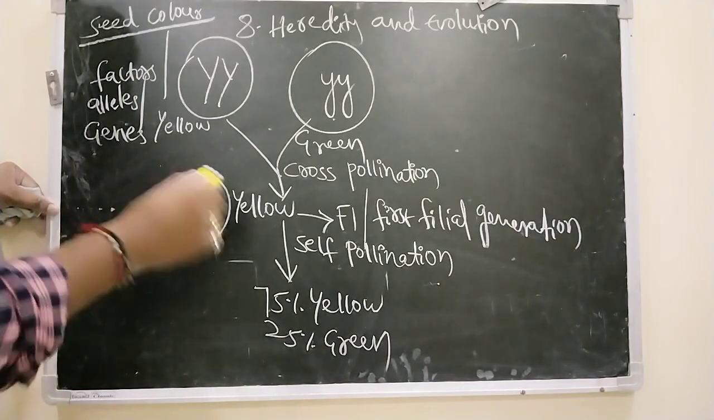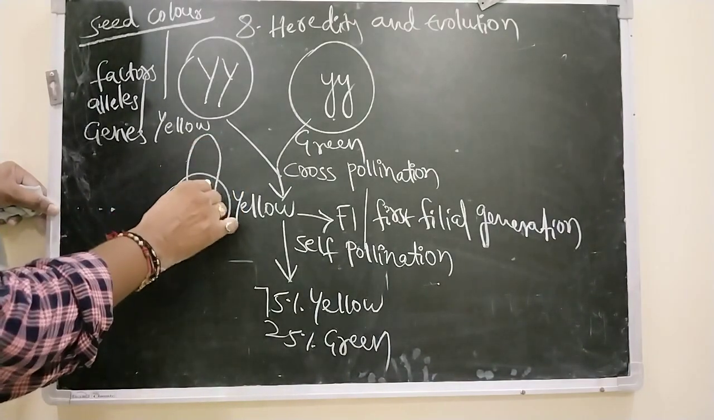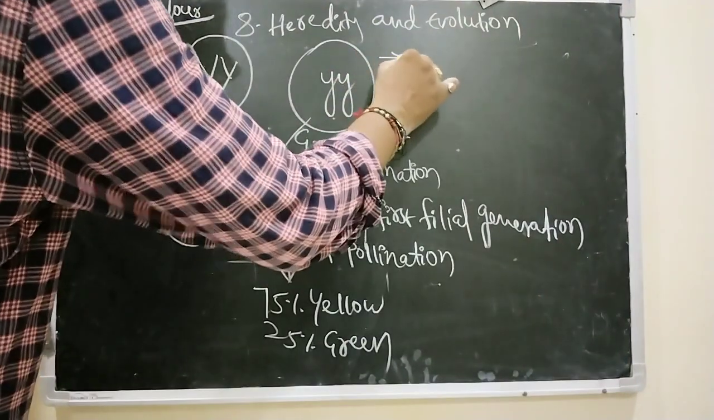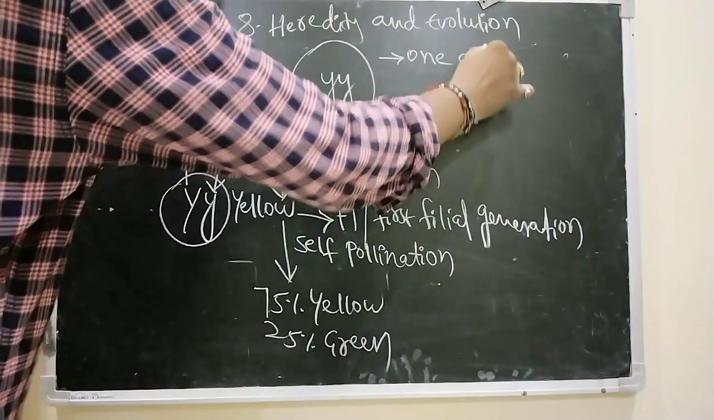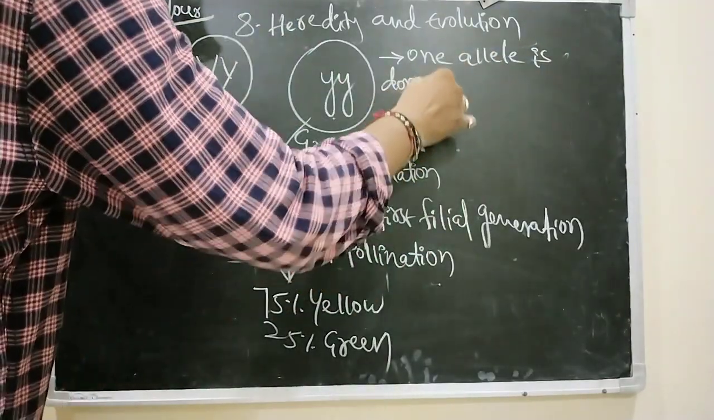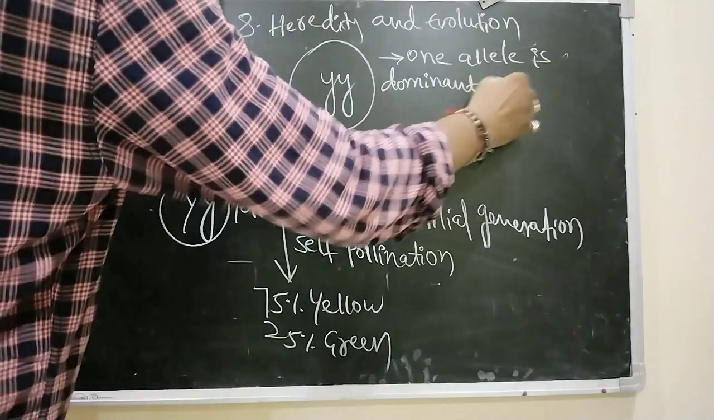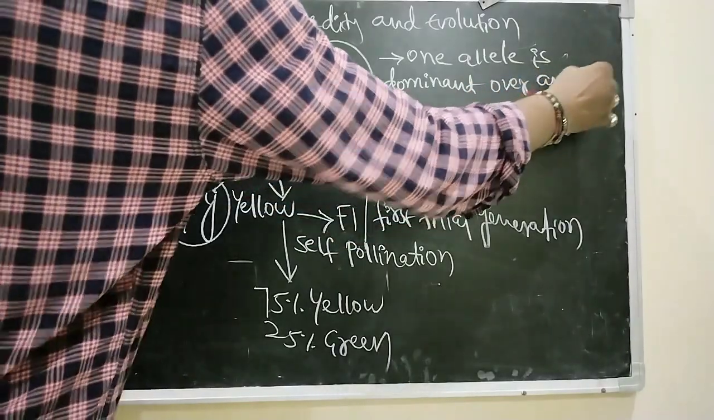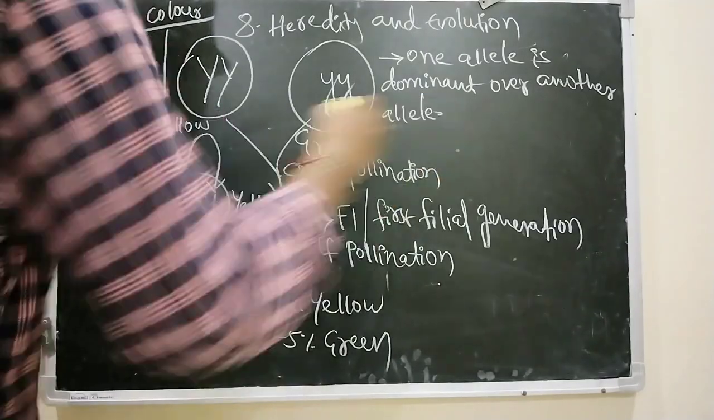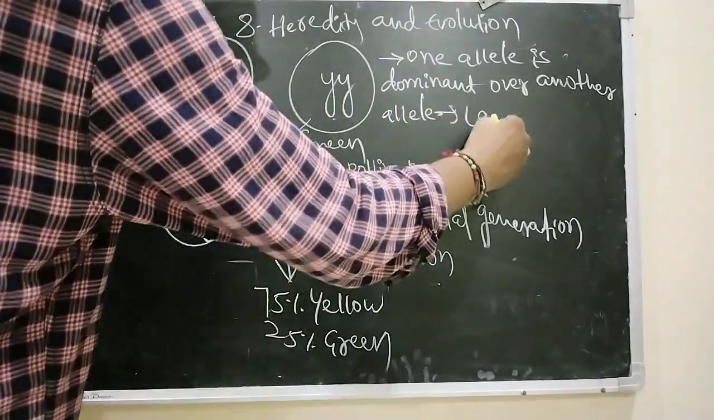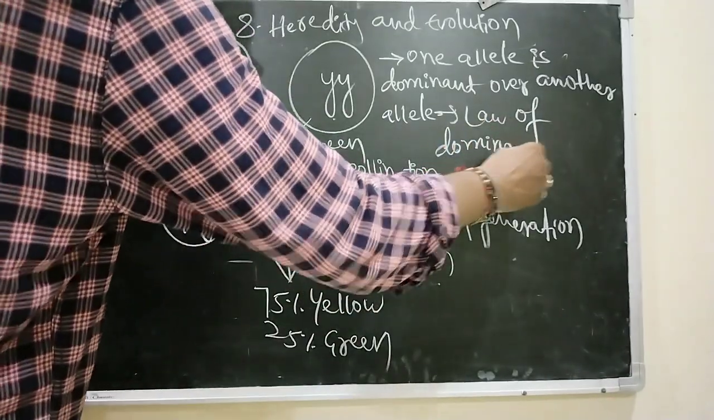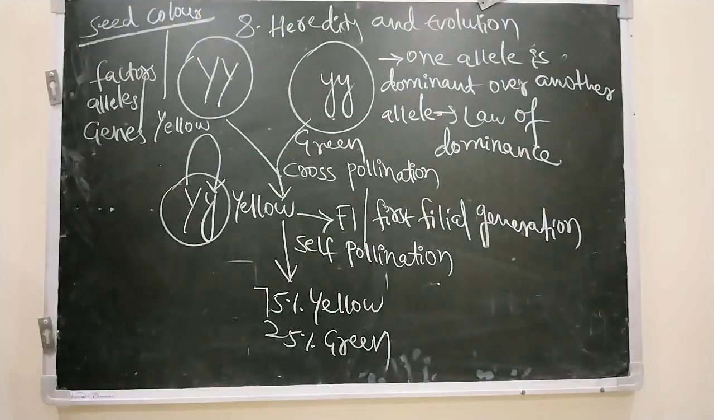According to him, one allele is dominant over another allele. This is called the law of dominance. According to Mendel, one allele is dominant over another allele. This is called the law of dominance, right? Okay.